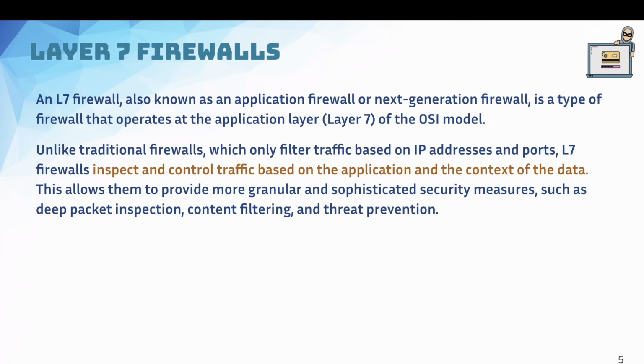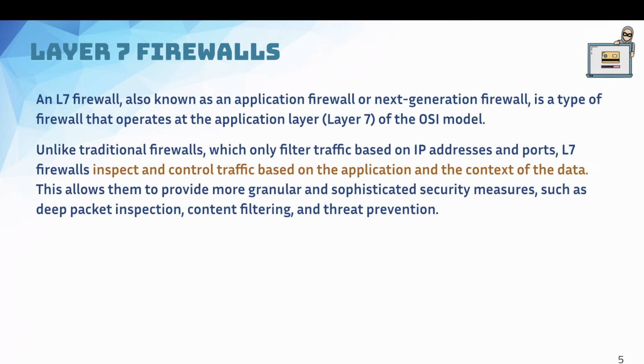Unlike traditional firewalls, which only filter traffic based on your IP address and port, Layer 7 firewalls can actually inspect and control traffic based on the application and the context of that data. Remember, API specific, they're going to look at API specific traffic, inspect it and control it based on API contexts.